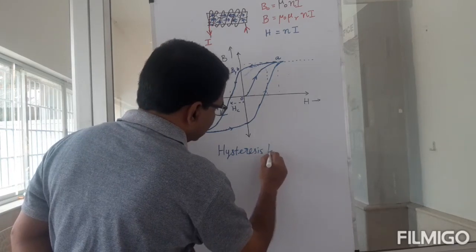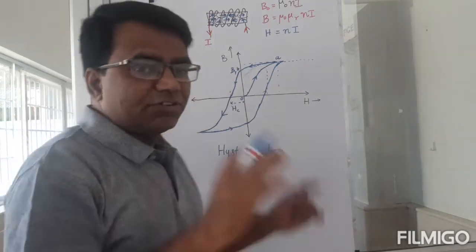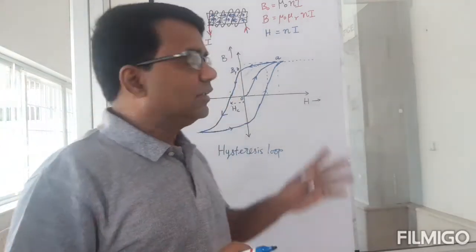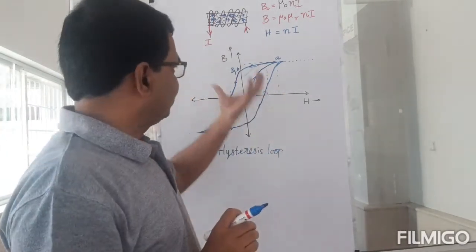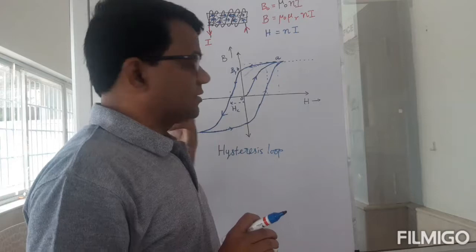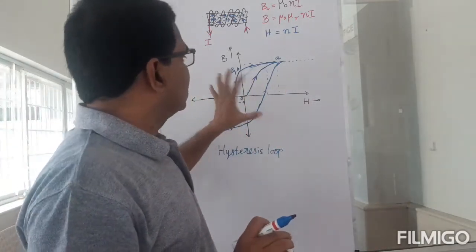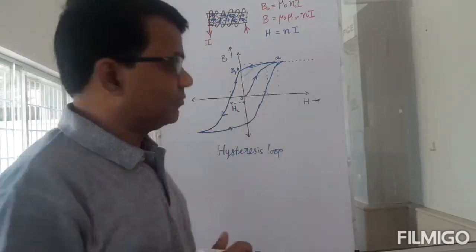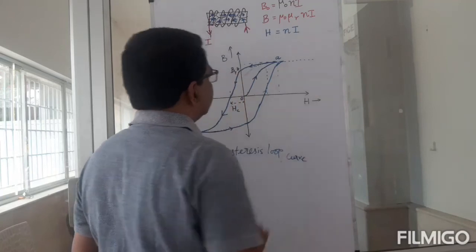Hysteresis loop or curve of a material. Different materials will have different curves, but the shape is this. The shape of the hysteresis curve for all the materials will be the same. Hysteresis loop curve, you call this.